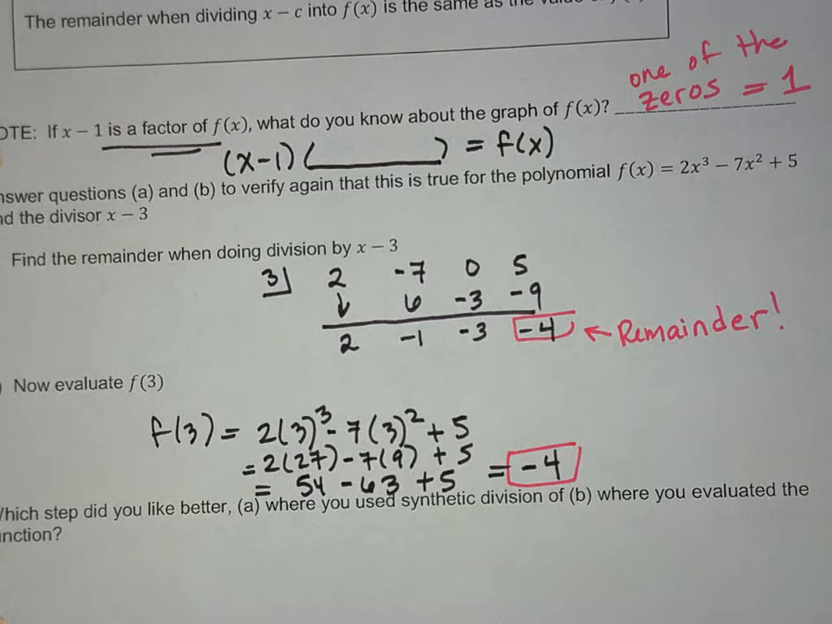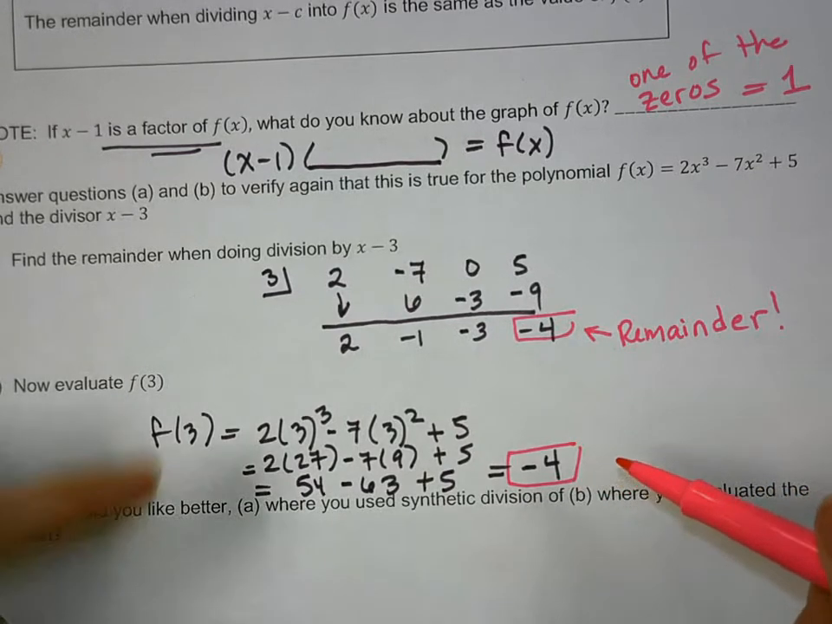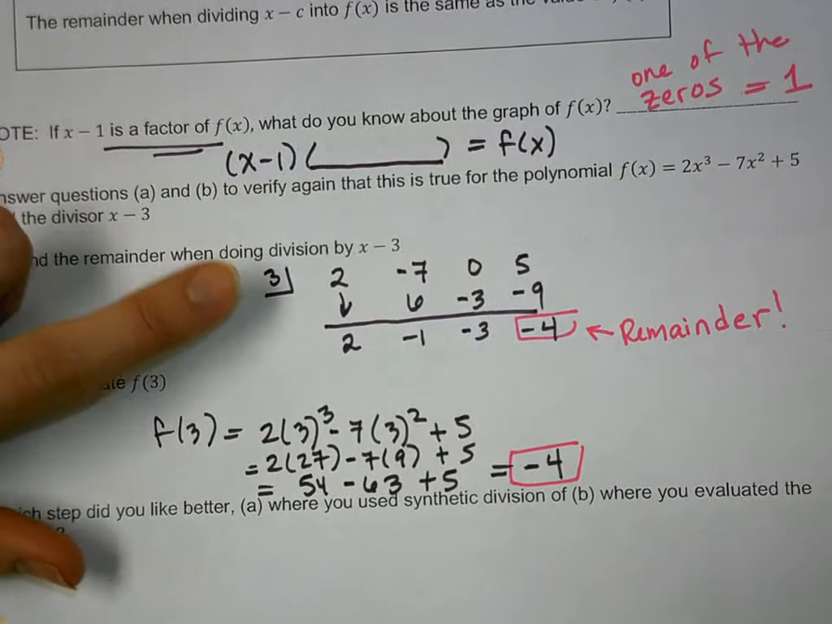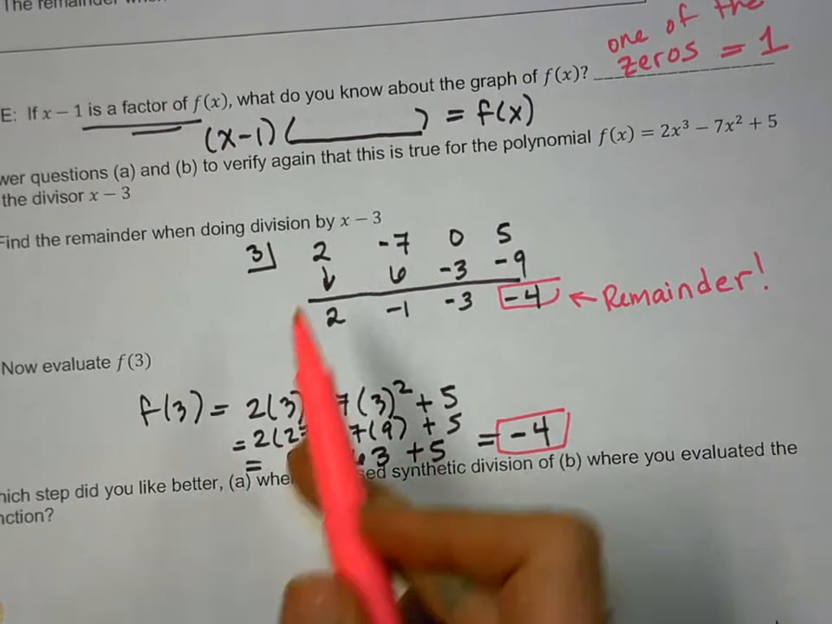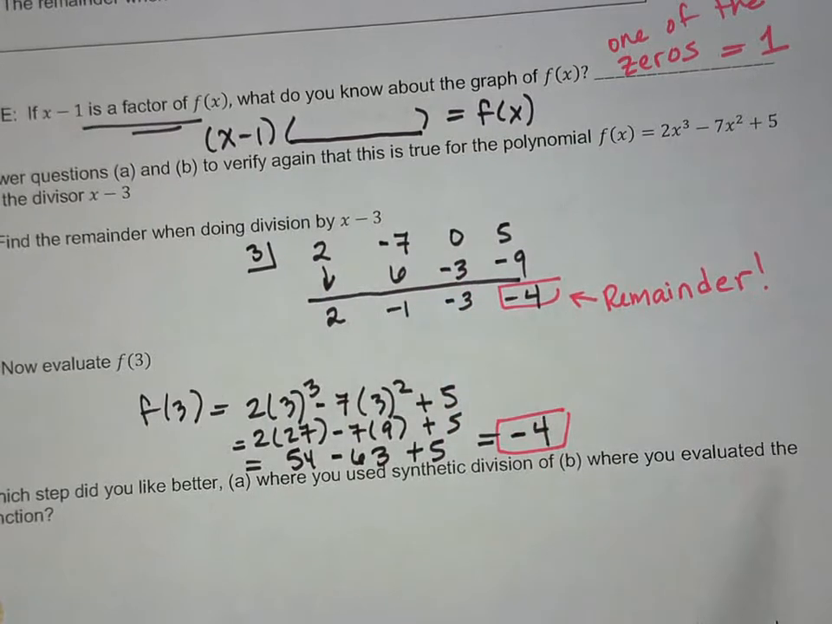All right, guys, I'm seeing most people nearing the end. Do you find the same thing happening? Does the remainder come out to equal what you evaluated the function to be at that point? Yes. Okay, now this is just a personal question for you. Which step do you like better? A, where you use synthetic division, or B, where you evaluated the function?